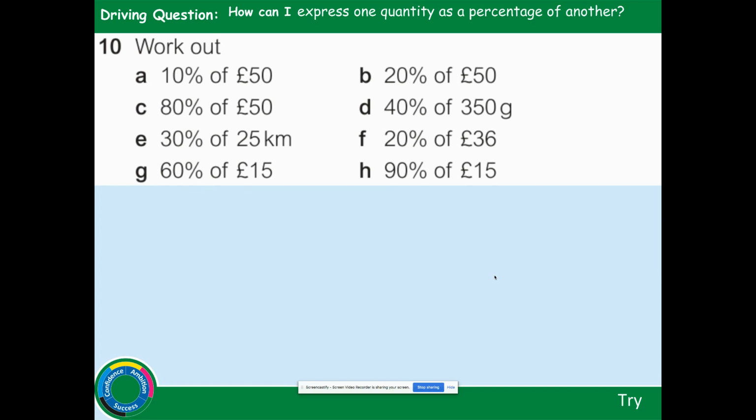I didn't put the decimal in there, sorry. What one are we on here?